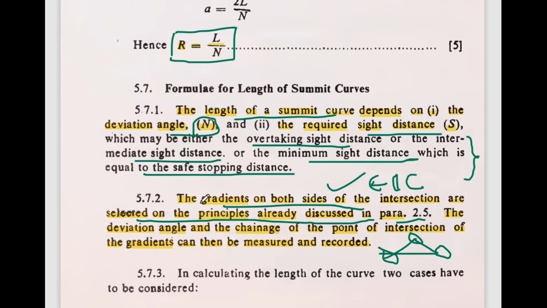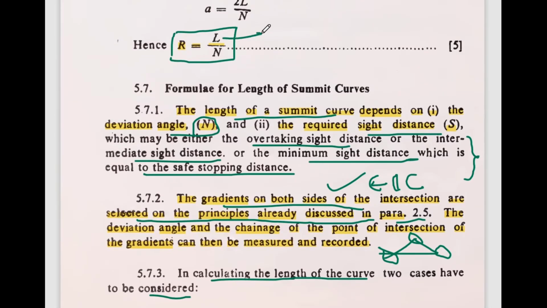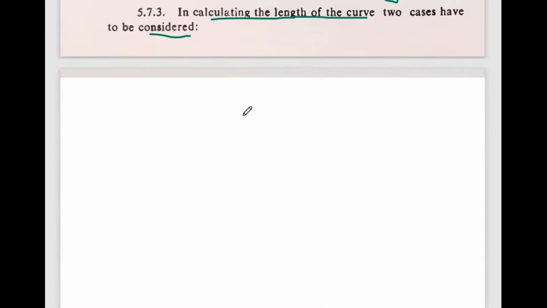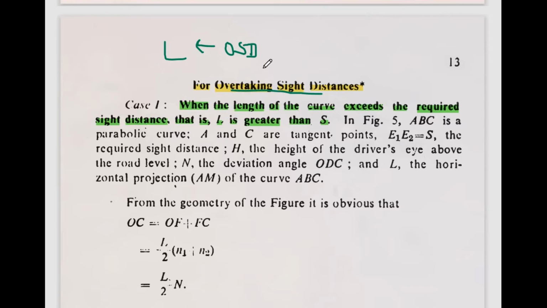So let's move ahead to the next point, 5.7.3, which says that for calculating the length of curve, two cases have to be considered. These two cases are regarding this L value. The first case talks about the overtaking side distance. What is the value of L that we want to use? In this case, we will be using L as OSD. What is OSD? Overtaking side distance. This is also very well explained in the IRC 66 video, so I ask you to please watch that video.